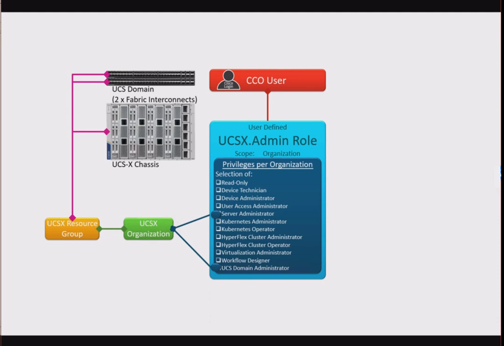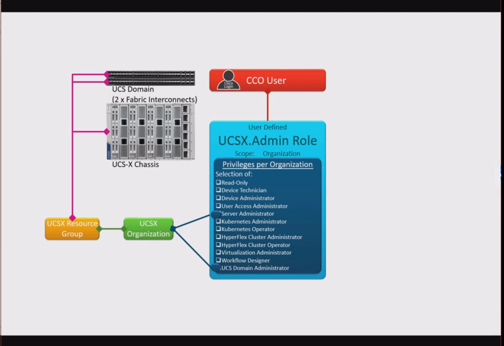control works in Intersight. So we would normally have a CCO user that uses the Cisco login to get to Intersight if we're not using the Intersight appliance. And they'll be attached to a user-defined role that's connected to an organization, that's connected to the resource group, that's connected to the devices you want to manage.